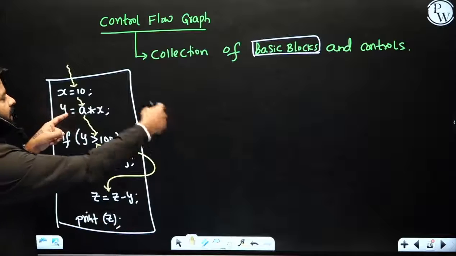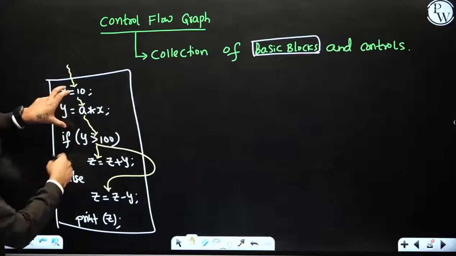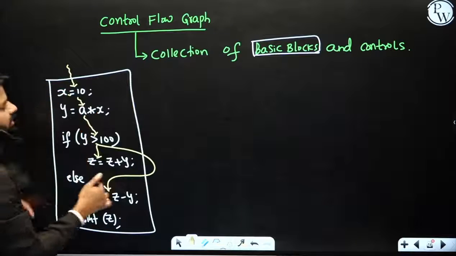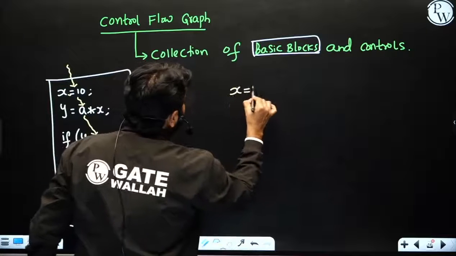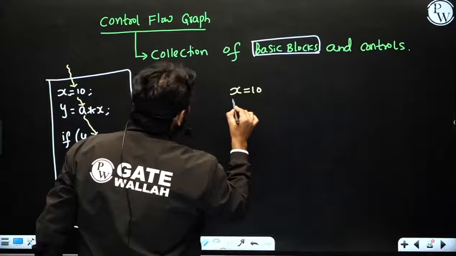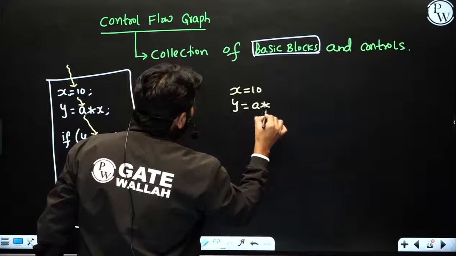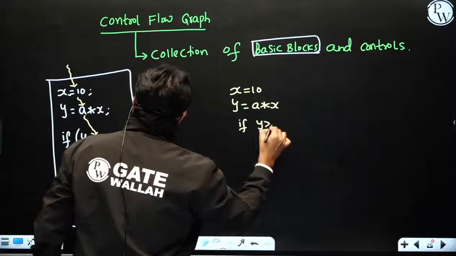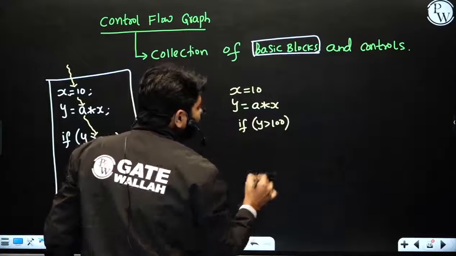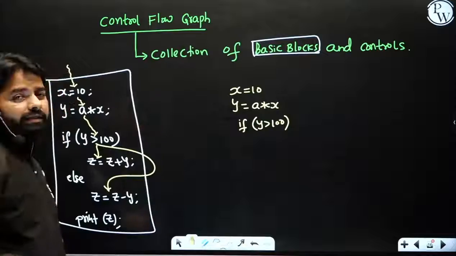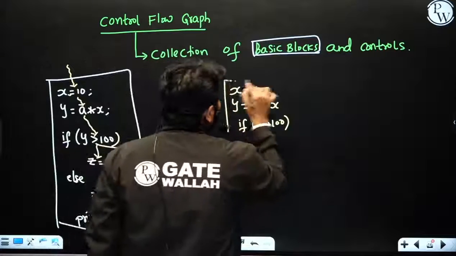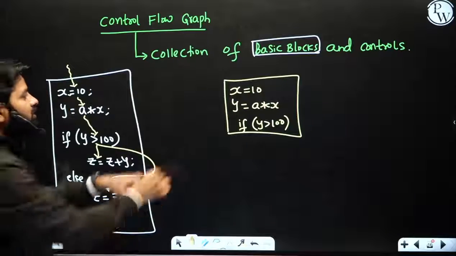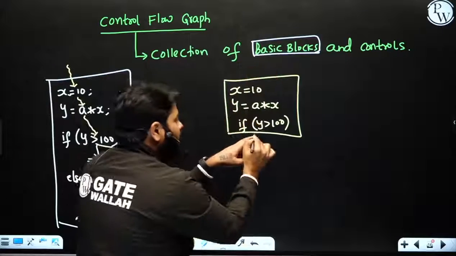Because nobody is coming in between, the control only lives at the end and enters here. So these three statements I can keep in the same block: x is equal to 10, y is equal to a multiplied with x, and if y is less than 100. You're not drawing a flow chart for an algorithm. Remember that a flow chart is different. This is a control flow graph. All these three statements you can keep together in a sequence because control only enters here and only leaves here.